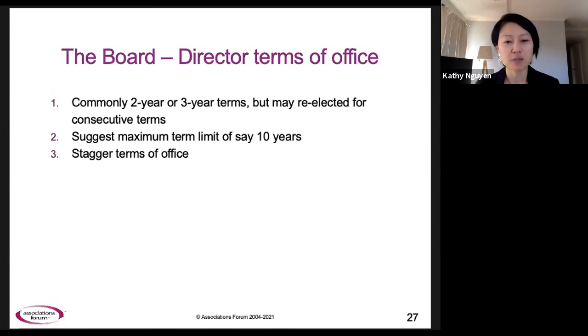And also you have to keep in mind how big is the pool of potential directors out there. So if you've only got 20 people in your community, then maybe you don't need term limits, and longer terms may be better.